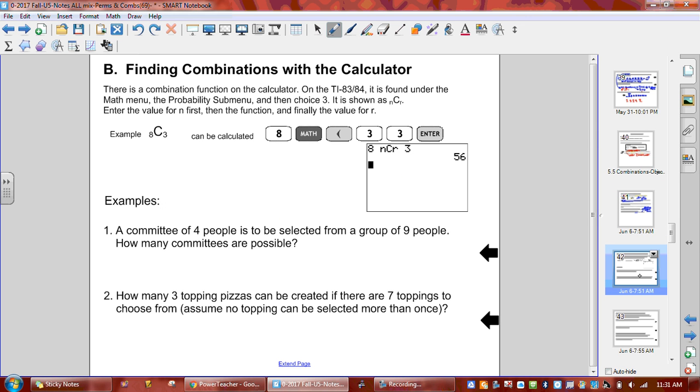So when you go to the calculator, as you know, we find it in the probability. So we get the math button, we go across the top to probability, and then now we're going to hit number 3. Before we were using number 2, nPr, now we're using number 3, nCr. Now remember, you always have to put the number in that you want written first. So if you want the number 8 first, you have to hit the number 8, then math, then the arrows, then the numbers. I'm going to show you what that looks like with the calculator here.